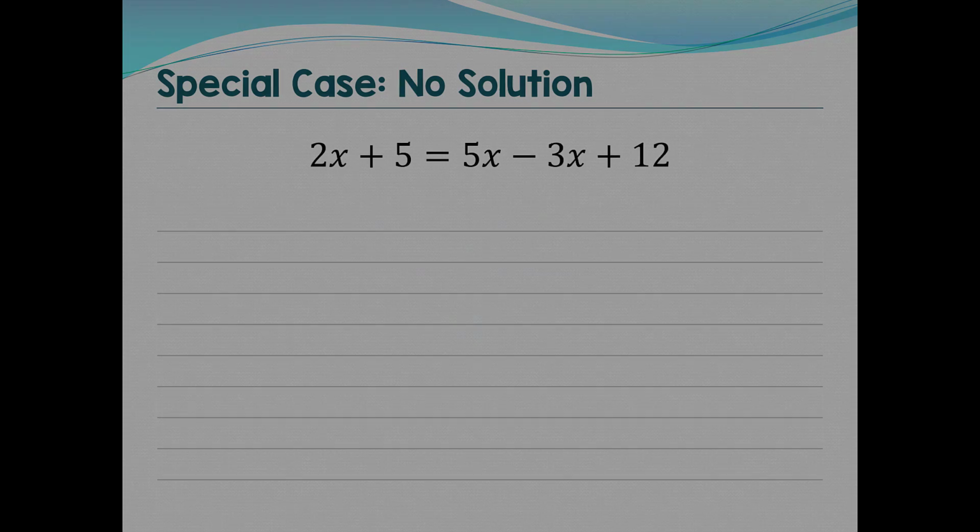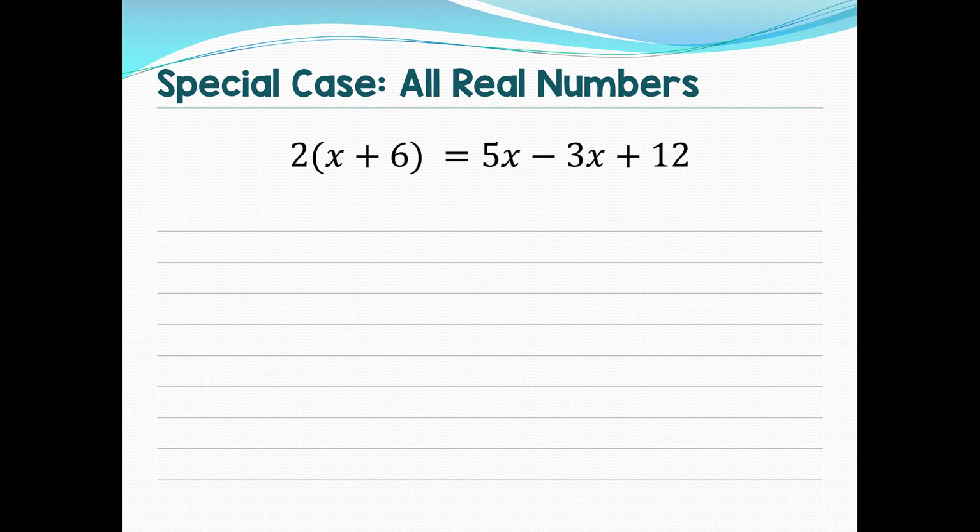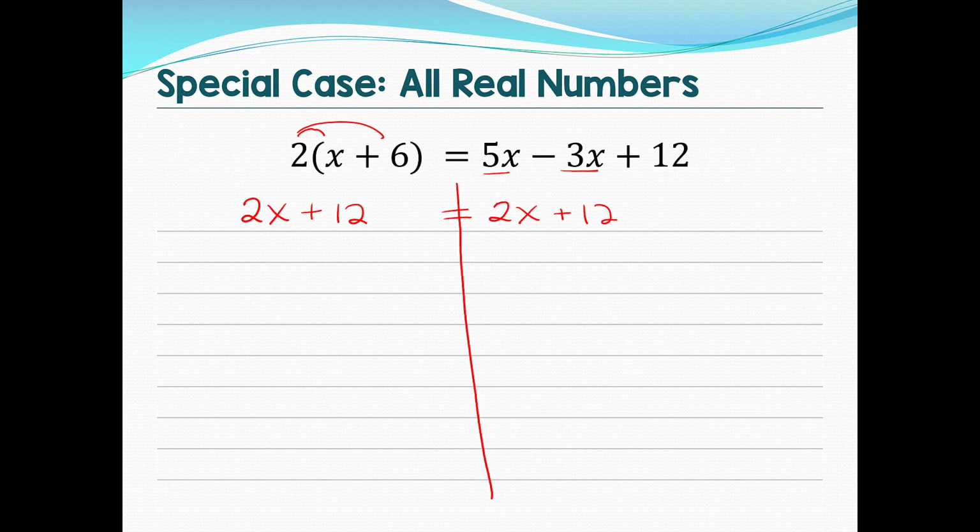Okay, the other case is when I have all real numbers as my end result, and let's see what this looks like. So looking at my two sides, here I do see parentheses, so I'm going to distribute the 2 to the x and get 2x, 2 times 6, and I get 12. Combine like terms with 5x minus 3x becomes 2x plus 12.